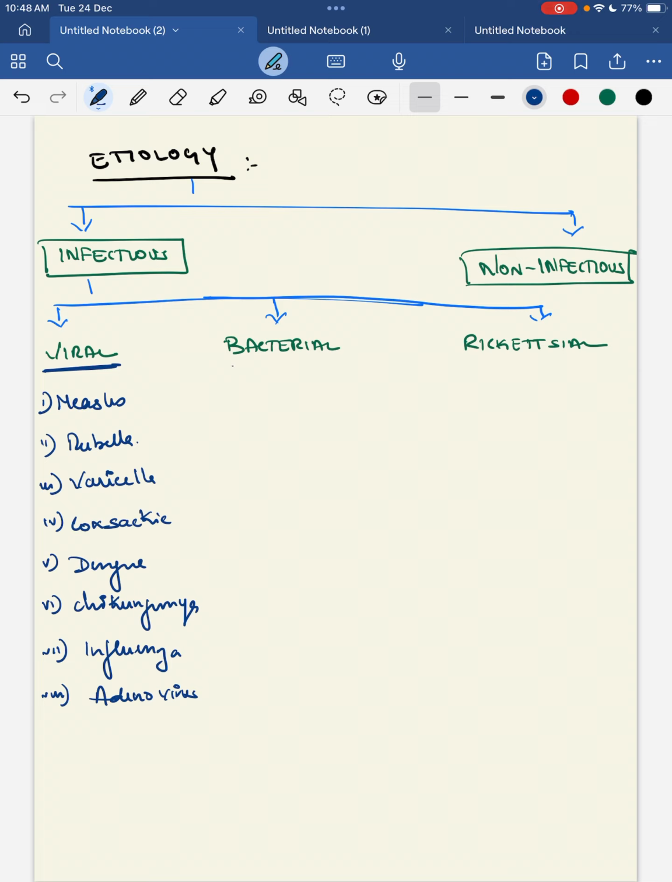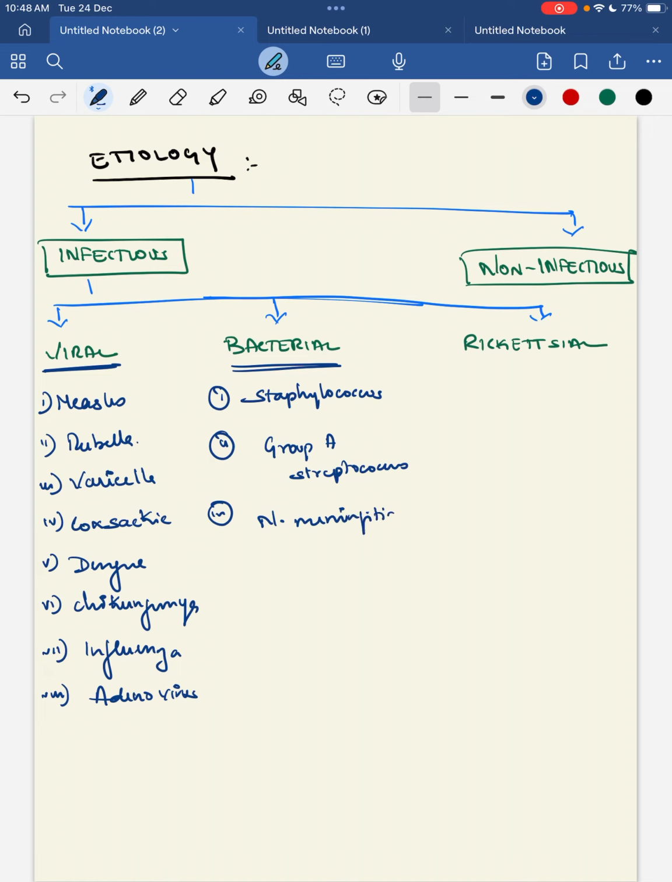Coming to the bacterial agents which can present with fever and rash: Staphylococcus, Group A Streptococcus. Third will be your Neisseria meningitidis. Fourth will be your Salmonella typhi. In typhoid fever, that is enteric fever, you get rose petal like rashes with coated tongue. Next is Listeria monocytogenes. These are the bacterial conditions that can lead to a child with fever and rash.